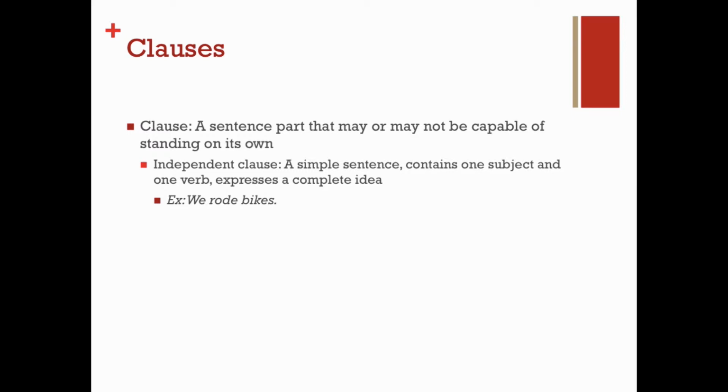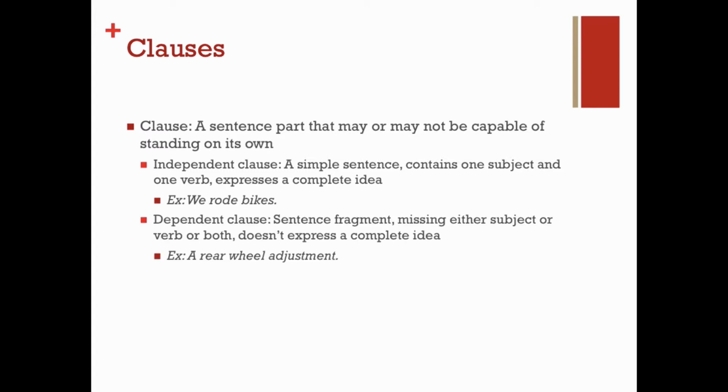So the first type of clause is an independent clause, which is a simple sentence. It contains one subject and one verb. It also expresses a complete idea. So example here, we rode bikes. The next type of clause is a dependent clause. This is what we usually refer to as a sentence fragment. It's either missing the subject or missing the verb, might be missing both. It also doesn't express a complete idea here.